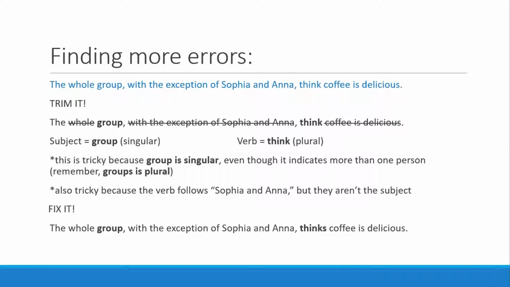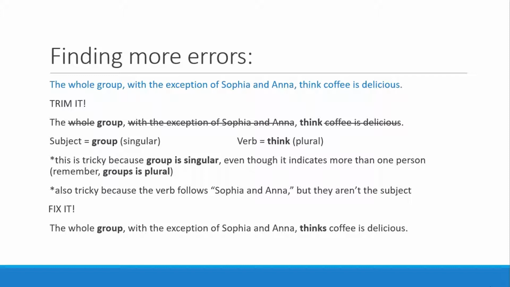They kind of modify the sentence and just add some more information. But the true subject is group. So group is singular. If we were to fix it, it would be: the whole group, with the exception of Anna and Sophia, thinks coffee is delicious.